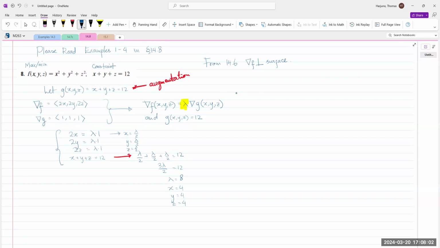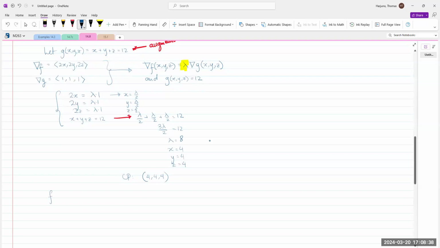Is it okay so far? Now then, from there, we see that we are done with the critical points. The critical point is 4, 4, 4. Now, of course, we also need to consider: do we need the maximum or do we need the minimum? I forgot. Let me see the question again. Oh, you know what? I can worry about that later on.